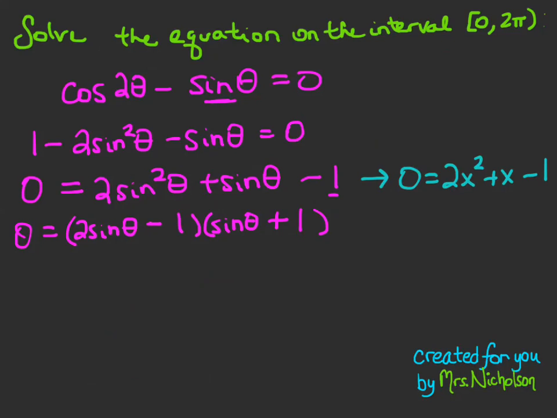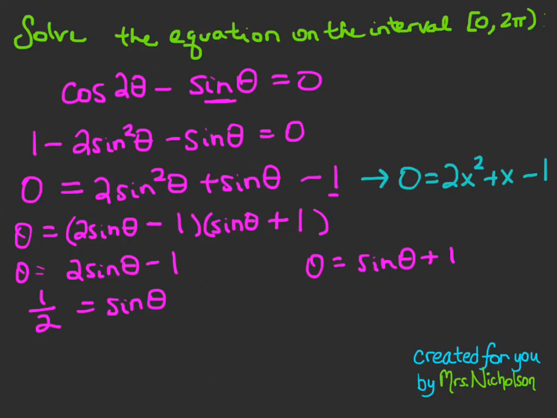And now we're ready to set each part of this equal to 0. 0 is equal to 2 sine theta minus 1, or 0 equals sine theta plus 1. So over here on the left, if I solve this for sine theta, I get sine theta is equal to 1/2. And now I'm choosing angles from my unit circle. Notice in our directions it said to solve the equation on the interval 0 to 2 pi. And so I know that sine is 1/2 whenever my angle is a pi over 6 angle.